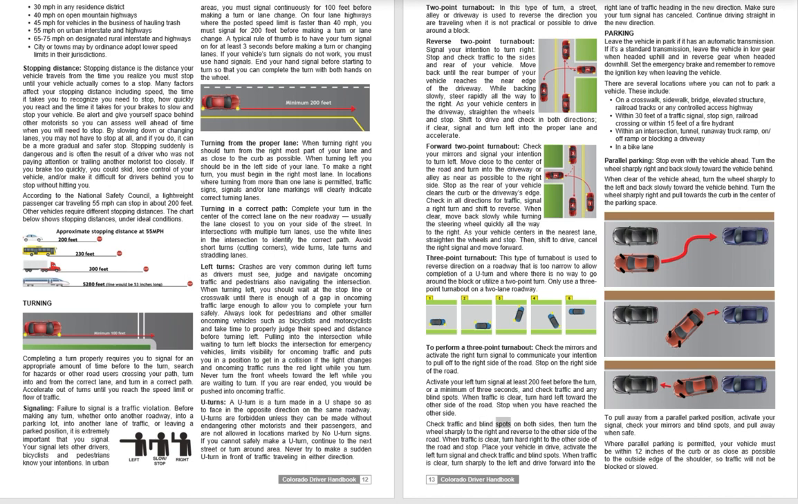Check traffic and blind spots on both sides, then turn the wheel sharply to the right and reverse to the other side of the road. When traffic is clear, turn hard right to the other side of the road and stop. Place your vehicle in drive, activate the left turn signal, and check traffic and blind spots. When traffic is clear, turn sharply to the left and drive forward into the right lane of traffic heading in the new direction. Make sure your turn signal has canceled. Continue driving straight in the new direction.